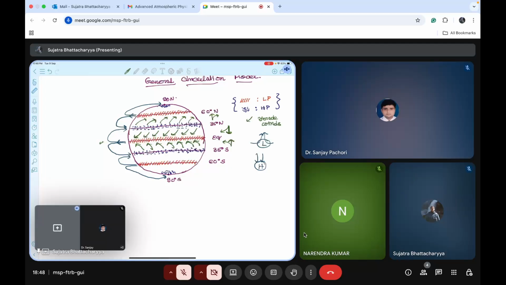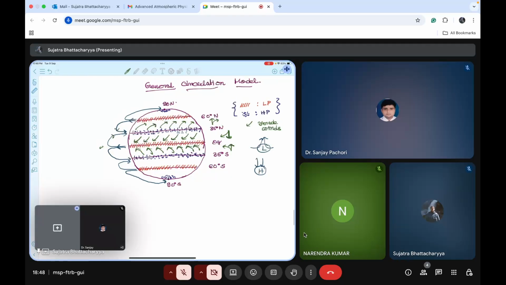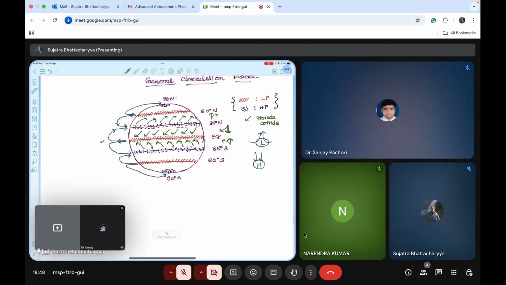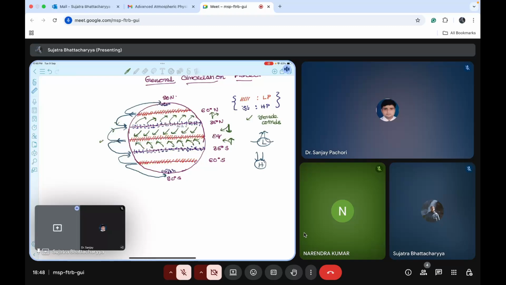If there is a high pressure belt, there is a divergence in the lower atmosphere and convergence in the upper atmosphere. See, there is a convergence in the upper atmosphere. But here, since it is a low pressure belt, there is convergence in the lower atmosphere and a divergence in the upper atmosphere. See, winds are diverging. Similarly, near the poles also, it will be like this because this is high, this is low. And here it will be like this.